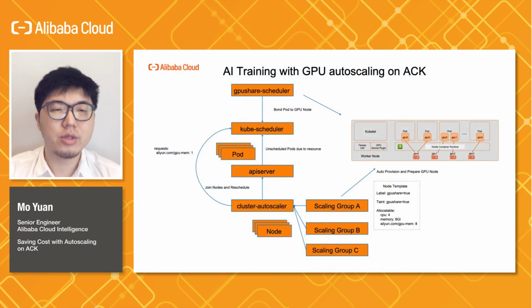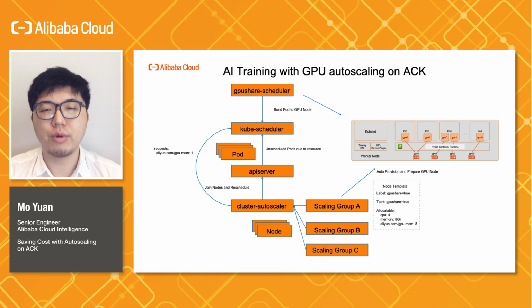AI training with GPU autoscaling is very common on ACK. When you create a TF job with GPU request, if the cluster cannot schedule the pod, cluster autoscaler will choose the best autoscaling group based on simulation of scheduling and the lowest cost. The GPU scaling group would provision a new GPU node with the container runtime installed.